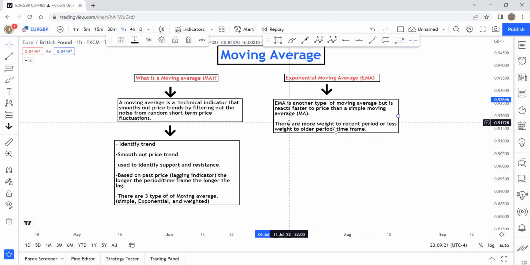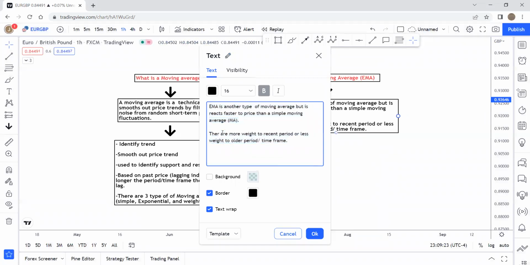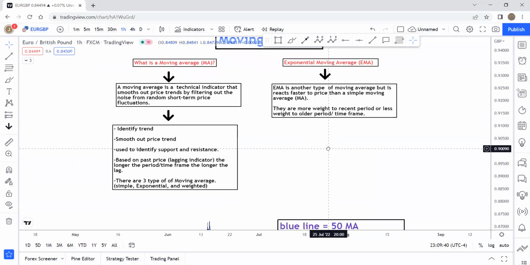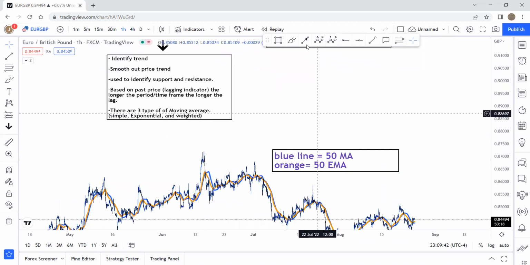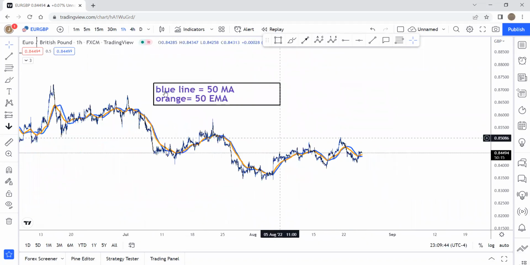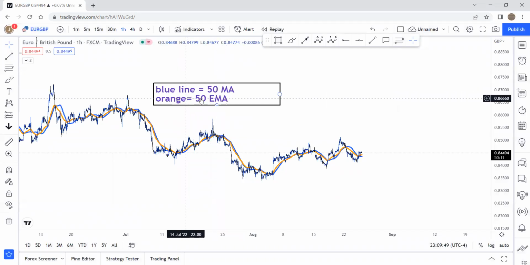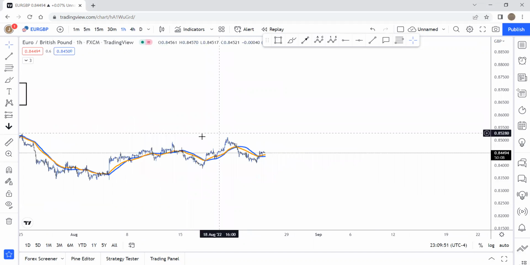There are more weighted to recent period or less weighted to older period slash time frame. And once again, I'm going to explain what I mean by they're weighted more to recent period as well. So let's take a look on the charts. All right, so for this example, the blue line is going to represent the simple moving average, and the orange line is going to represent the EMA. Okay, let's take a look.